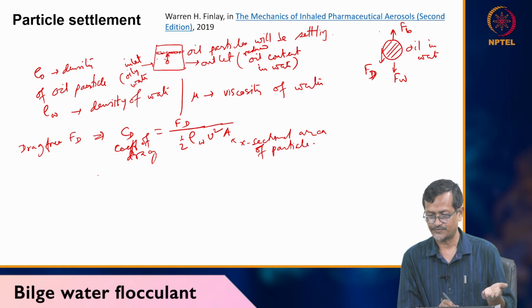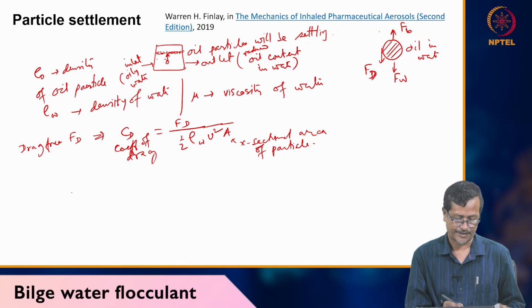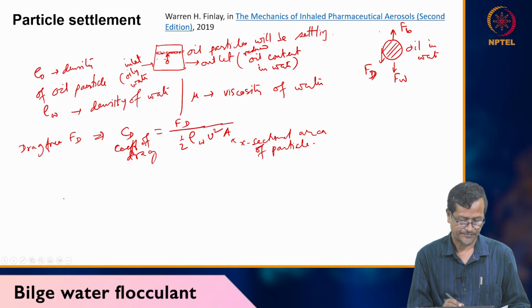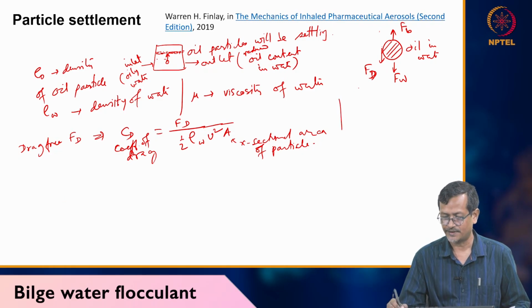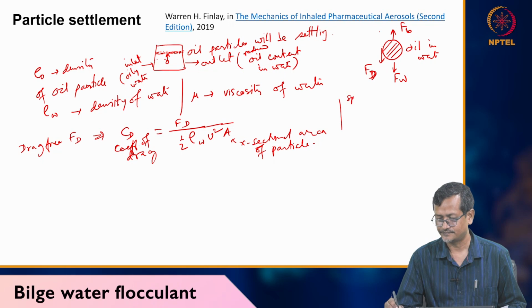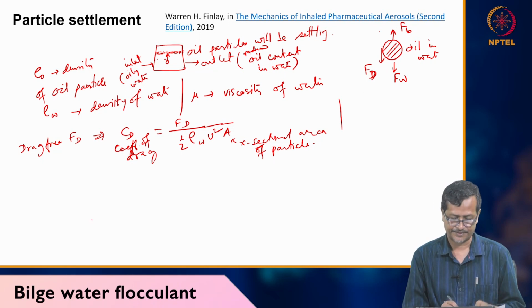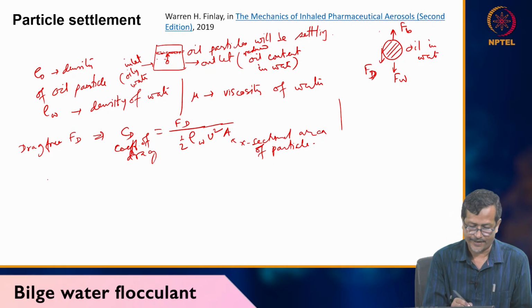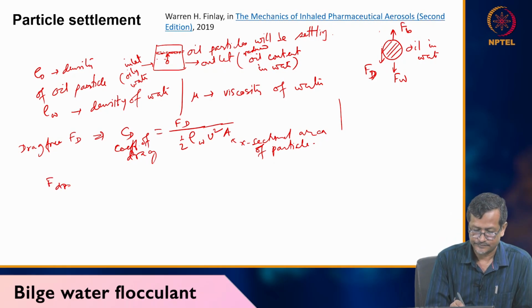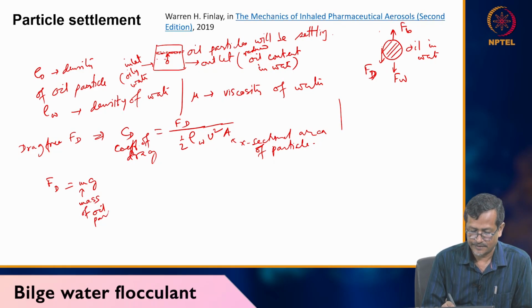What is the continuous phase? Water is the continuous phase, not having particles now, we are assuming, and oil is the particle. We assume the oil particle has a spherical diameter, and for a sphere normally the drag coefficient in water will be like 0.5 or something. Now F drag, Fd equals mg, where m is the mass of the oil particle and g is acceleration due to gravity.